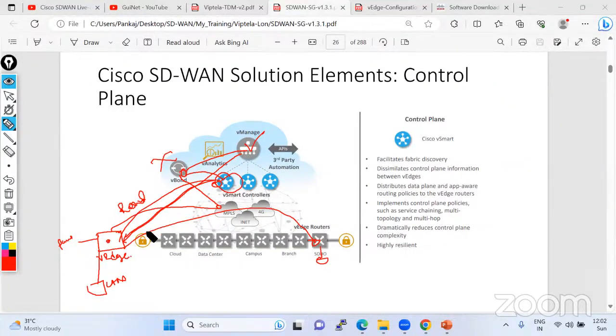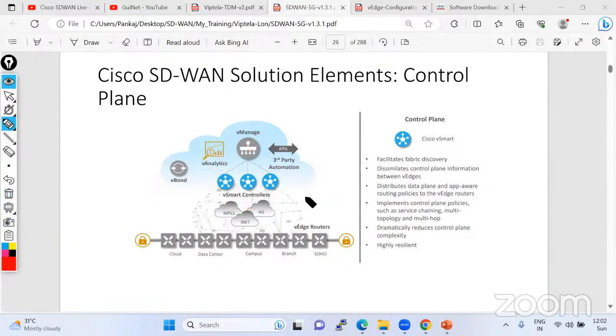Once it gets the configuration, it will build the session with the vSmart, because the vSmart information is also going to be received from the vManage. So it will build the OMP session with the vSmart. Then once the OMP session is built, our routing will be shared from the vSmart to the VH. Got it. And then it is going to build the site-to-site communication.